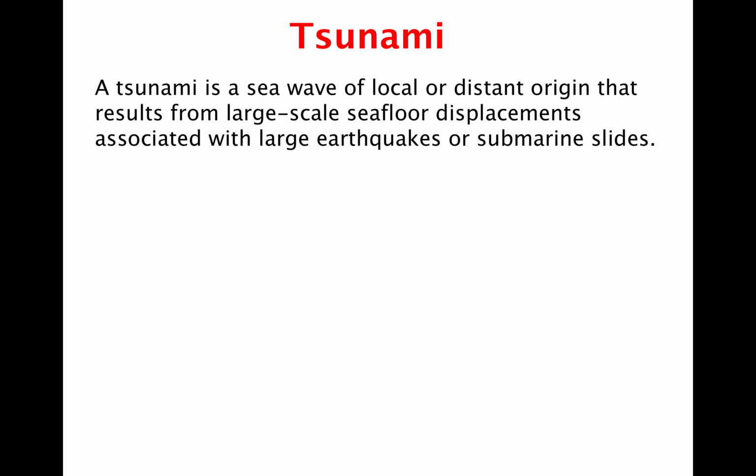Now, we'll also briefly talk about tsunami. It's basically a sea wave of local or distant origin that results from a large-scale seafloor displacement. The one we saw in Thailand in 2005 was when we had a massive earthquake underneath the ocean floor that disrupted the seafloor and caused a large sea wave that was very hazardous.